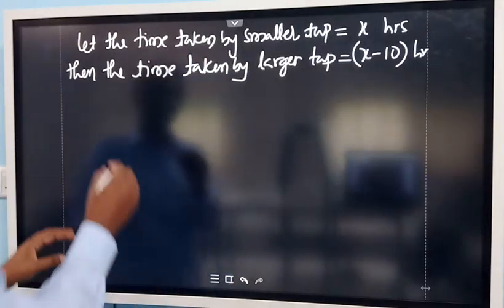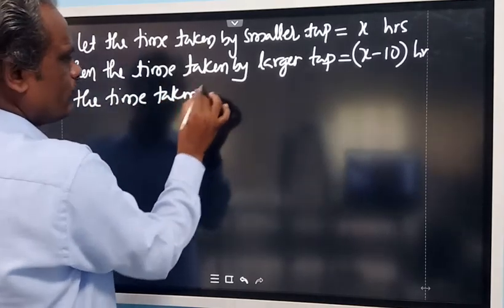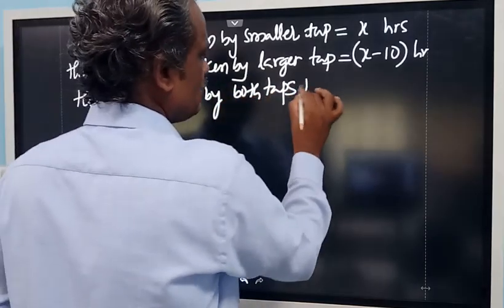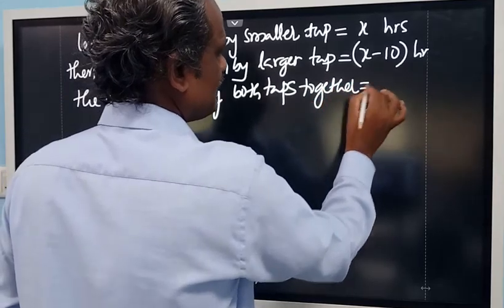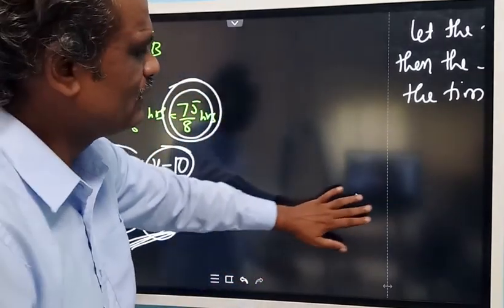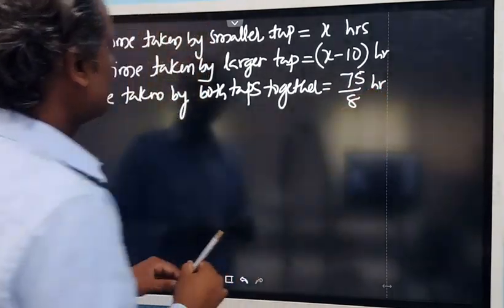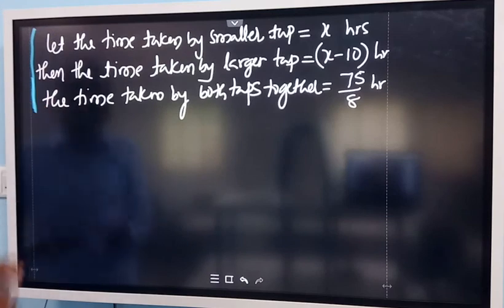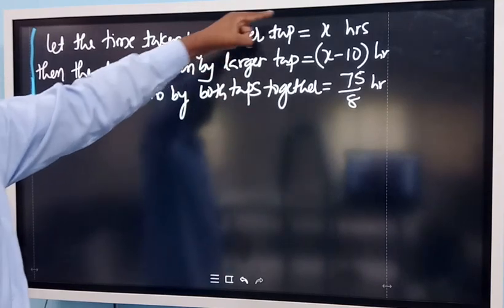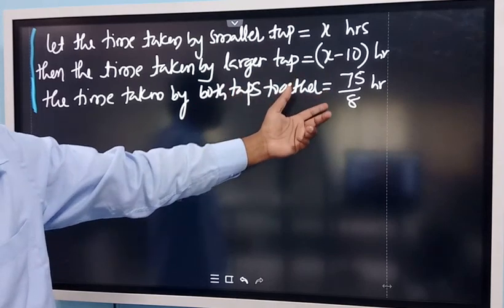We got both. And if you turn on both, the time taken by both the taps together is, what is the time taken? It is given clearly, both the taps turned on take 75/8 hours. So look at this data: the time taken by the taps separately and together. Smaller tap X hours, larger tap X minus 10 hours. Together, 75/8 hours.